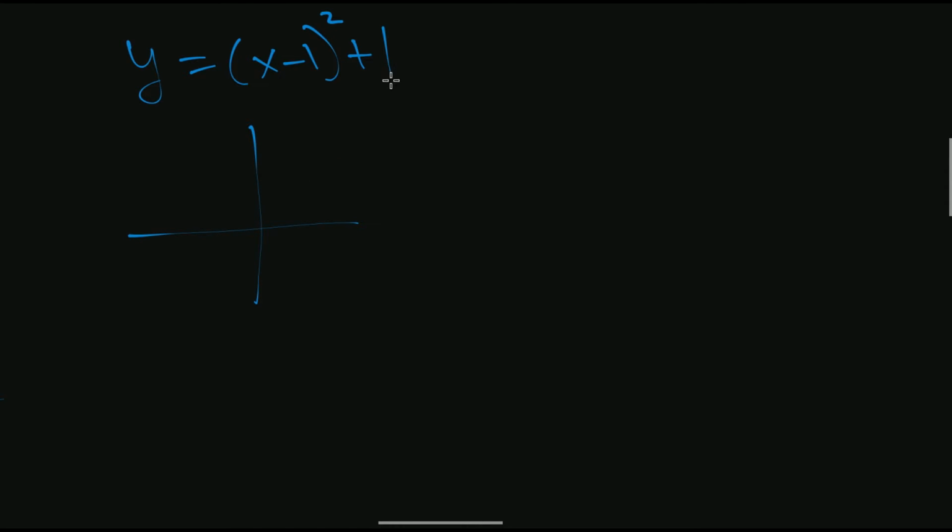So here I notice I have a shift up or down, which in this case is up, and I have a shift left or right. In this case it's right. Remember, when you're shifting left or right, it's the opposite of whatever sign you have, because you want to see what makes this entire parentheses equal to 0, and the answer would be positive 1. So I'm going to go to the right 1, and I'm going up 1. So my vertex is at (1, 1), and the shape of the graph is the same.